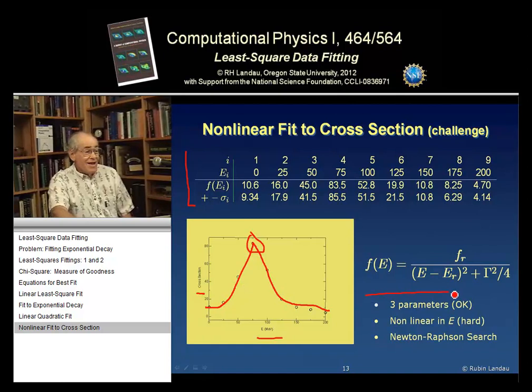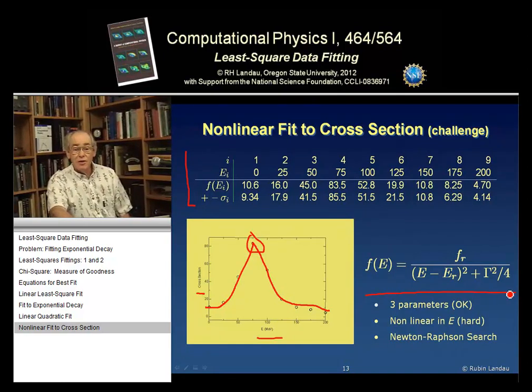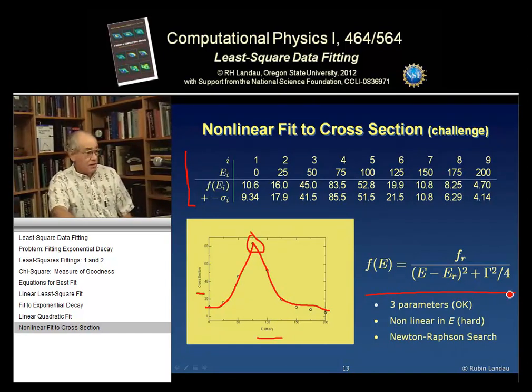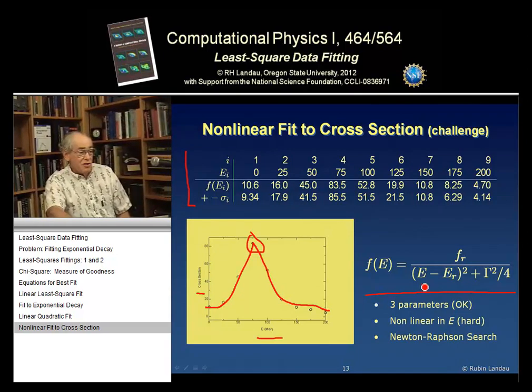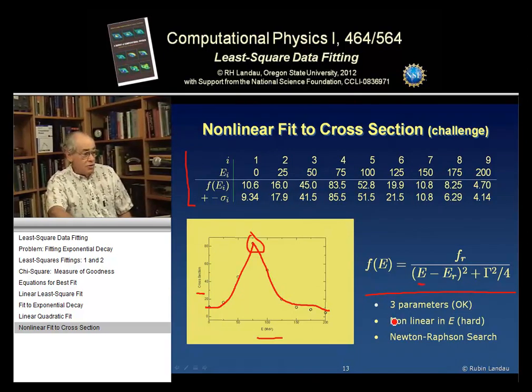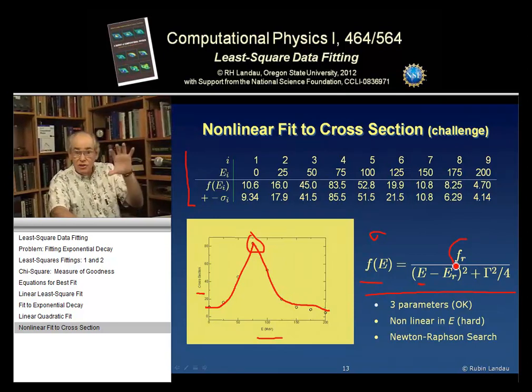So here's the function we want you to fit to the data. It's called a Breit-Wigner, named in honor of 2 Nobel laureate physicists, Breit and Wigner, who did this in their spare time, I think. But you see, it's a function. E is the energy, and F is just the value of sigma, the cross-section. Okay, or what we called sigma before. And then there are parameters here. There's one parameter, F sub R, just the height.